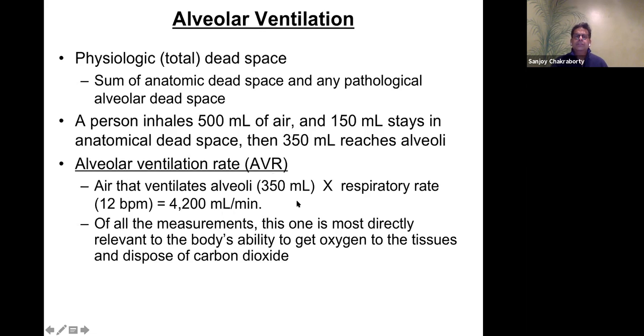So alveolar ventilation rate is the amount of air that reaches alveoli per minute. The amount of air that reaches, not the amount of air you breathe, the amount of air that reaches alveoli. Why is it different? Because we just learned that no matter what we breathe, a portion of it stays in the anatomical dead space. So they don't do the work. So we are considering only the part that's doing the work, because that's where the gas exchange takes place. That is what is most important, because that is where the blood gets oxygen.